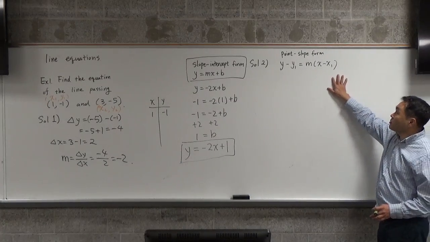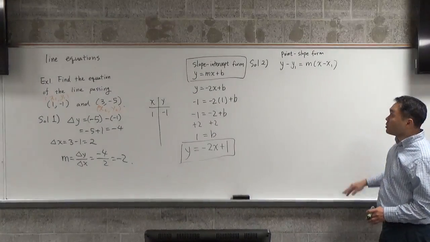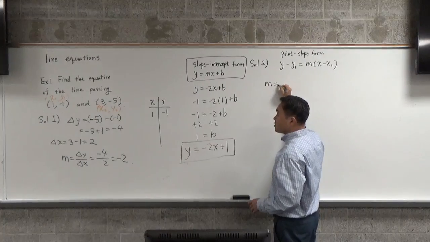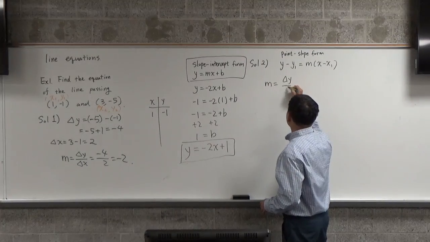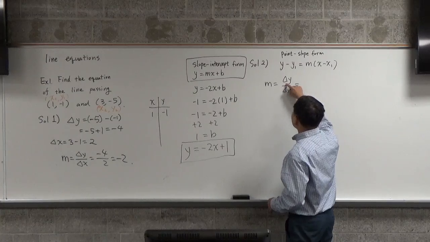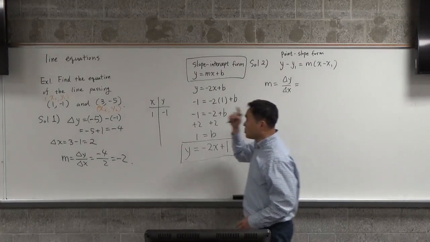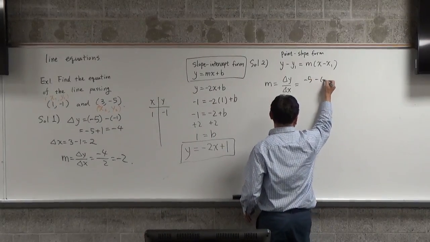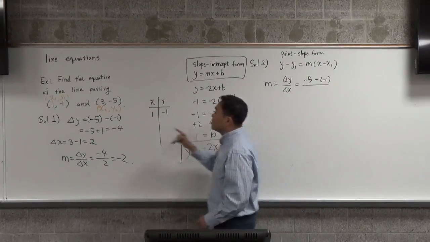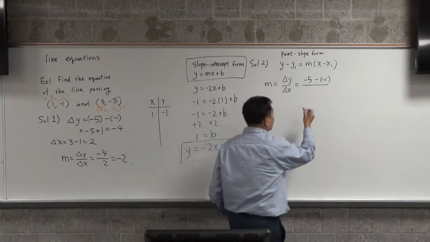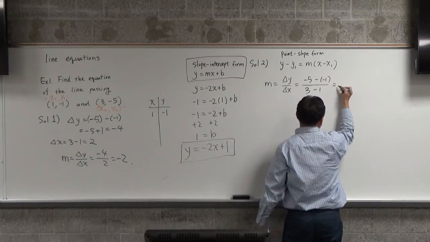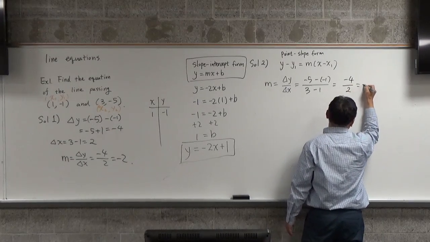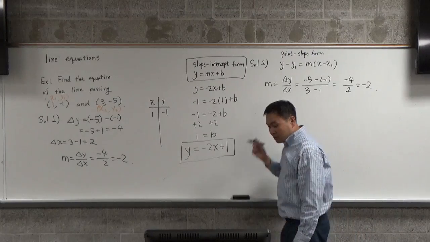Okay. So how do you use this? Well, first of all, you do the same thing for the slope. It's nothing different. Slope is change of y over change of x. And this is always terminal minus initial, so negative 5 minus negative 1 over 3 minus 1. So that part is exactly the same as solution 1. So this is going to be negative 4 over 2, which is negative 2. That part is not different.